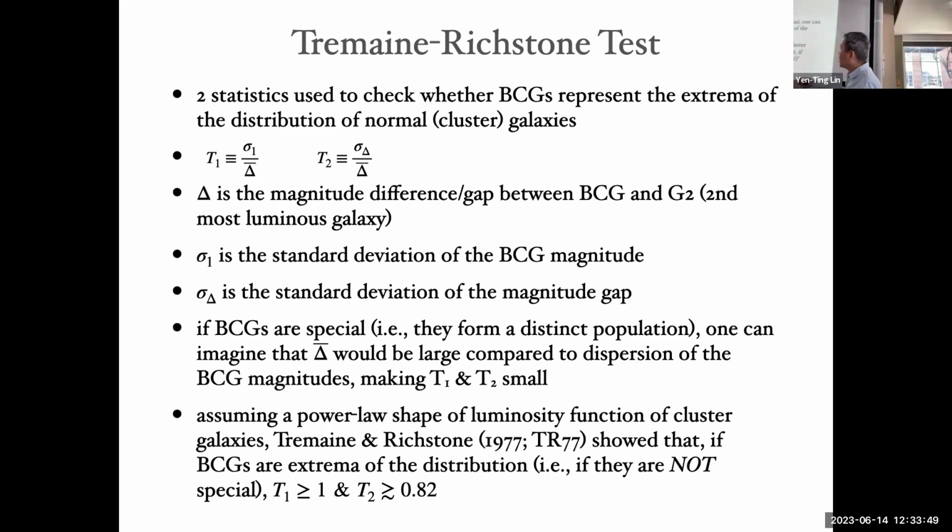Assuming a power law shape at the bright end of the luminosity function, TR showed that if BCGs are simply the extrema of the distribution, namely they are not special, then T1 and T2 should be greater than certain values, 1 and 0.82.